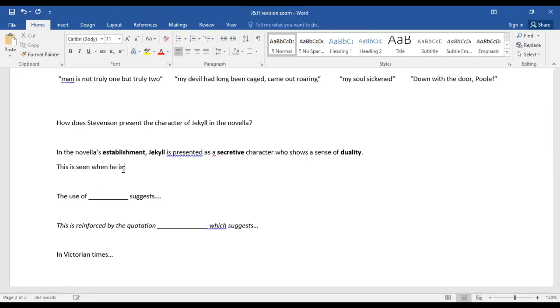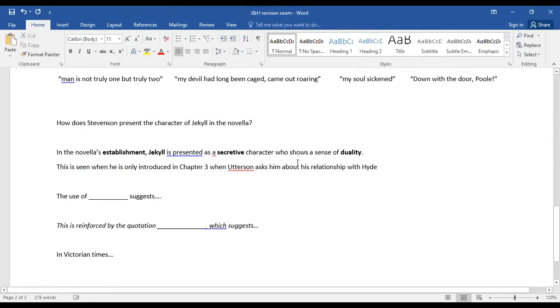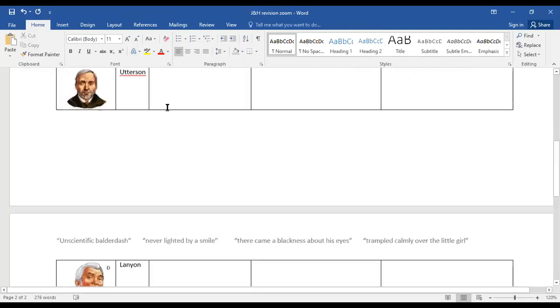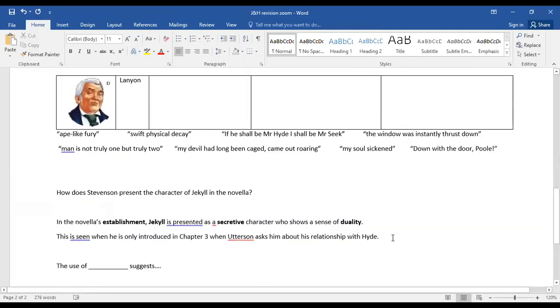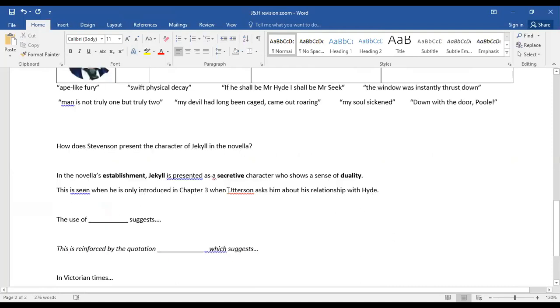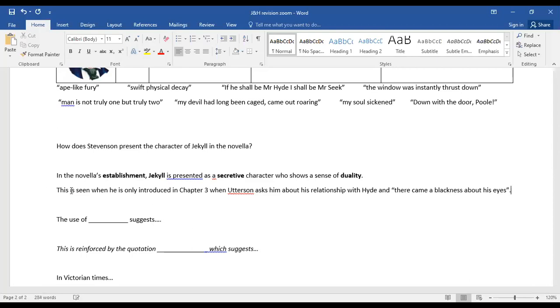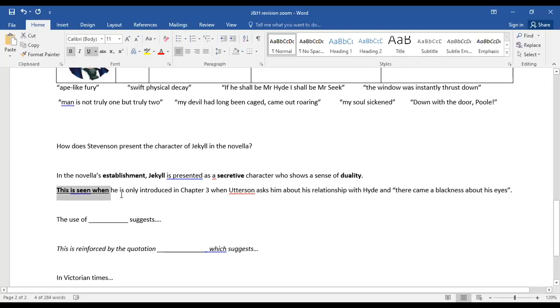This is seen when he is only introduced in chapter with Hyde. You've given me the point there, but I need to make sure we have the quotation. This is seen when he is only introduced in chapter 3 when Utterson asks him about his relationship with Hyde: 'And there came a blackness about his eyes.' So I've got my quote. I'm saying the chapter ideally, but I'm talking about it and I've got my quotation.